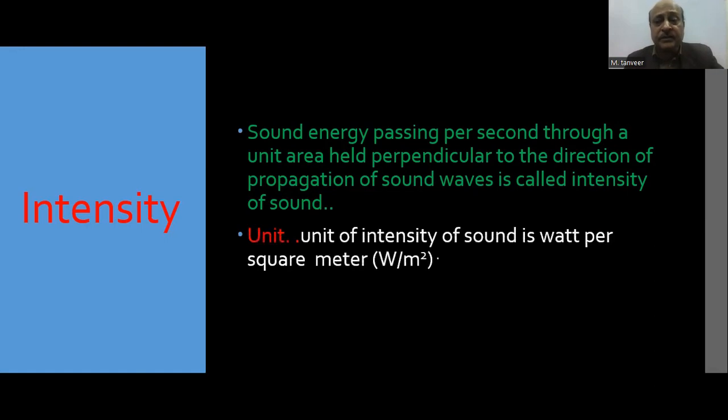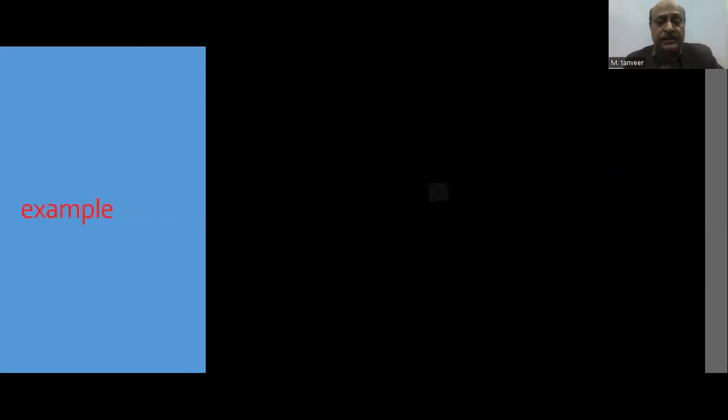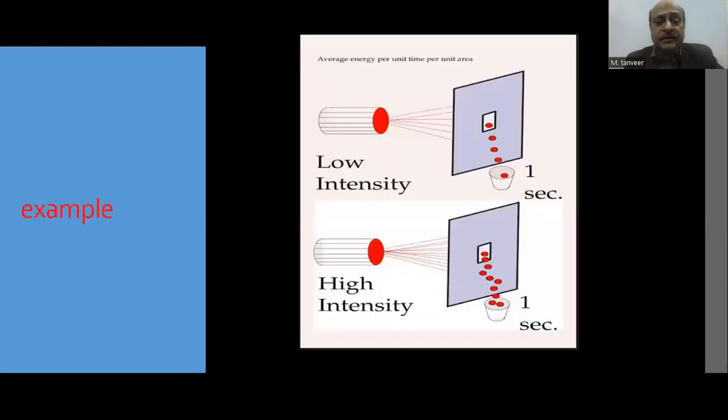Intensity does not depend upon the condition of the ear. The unit of intensity is watt per meter square. Example: this is the area, low intensity, less energy is flowing in unit area, and this is high intensity, more energy is flowing in unit area.